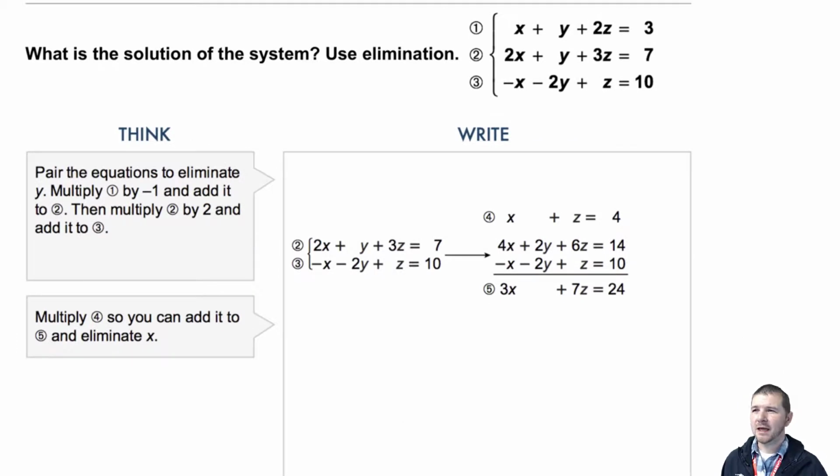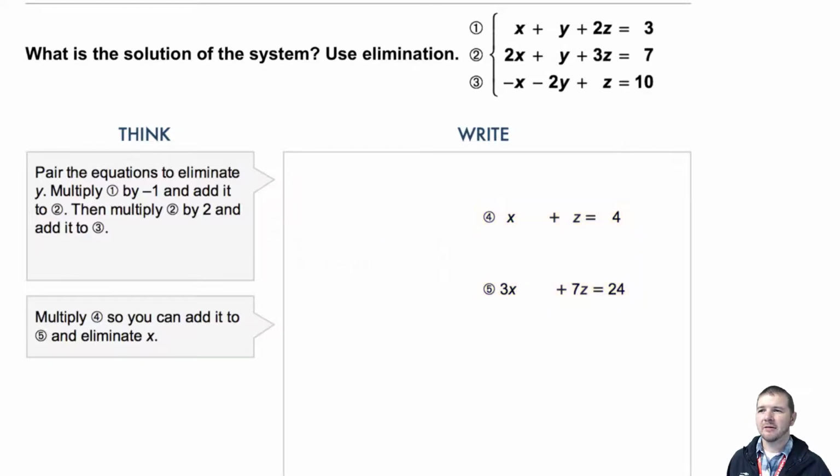Next think, multiply equation 4 so you can add it to equation 5 and eliminate x. So currently we have in equation 4, x plus z equals 4, and equation 5, 3x plus 7z equals 24. It says we need to multiply equation 4, but we're not told what to multiply it by. What we're trying to achieve, though, are opposite numbers of x's. Currently there are 3 x's in equation 5, so we need to multiply equation 4 by -3.